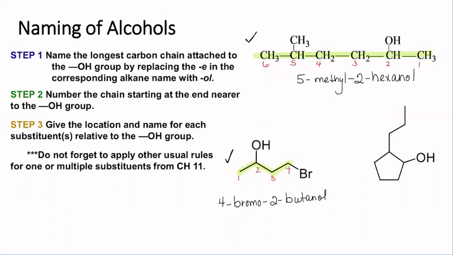Now, alcohols can be cyclic, okay? So what is the name of that cyclic system that we have in that alcohol? What is the alkane name of that cyclic system that we have in that cyclic alcohol? Great job. That is cyclopentane, okay? So similar to what we did in rule number one, in step one, this is cyclopentane. So if your alcohol is cyclic, this is cyclopentanol.